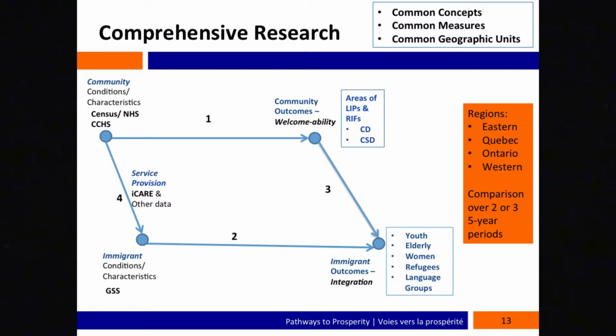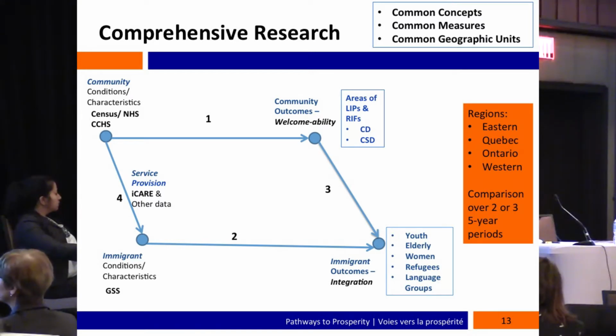of bringing together various studies using various data on communities and individual immigrants is to have a comprehensive research that uses common concepts, common measures, common geographic units. This would allow, for example, deriving measures of community outcomes using a welcomeability index, say for each area covered by LIPs and RIFs. Number two, we can obtain measures of immigrant outcomes using an integration index, and thus understand the extent of integration of various groups. For example, the young, the elderly, women, language groups, and we could also do this for refugees because some of these data sets, like the 2013 GSS, have now been merged with landing data.